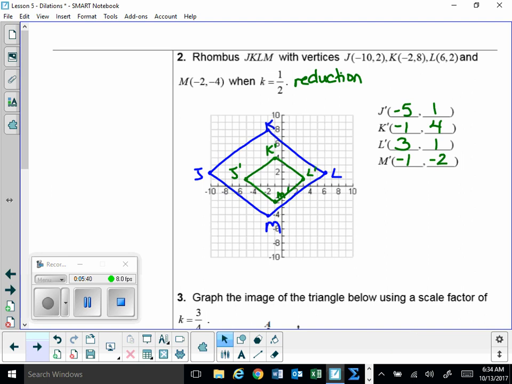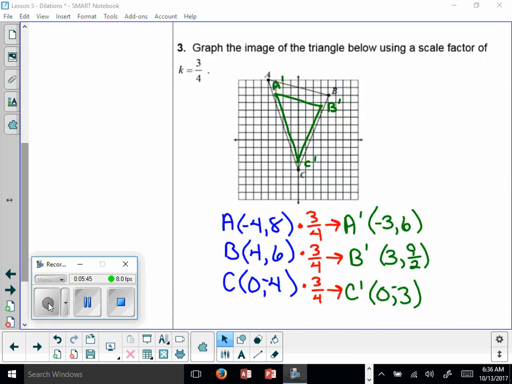All right, I want you to pause your video and try number 3 on your own, then come back to check your work. All right, let's take a look at this. The first thing I did was I wrote down my 3 ordered pairs for A, B, and C. And then I multiplied each value by 3/4. Don't be afraid of your fractions. 9/2 is just 4.5. So when I go to graph that, I went to 4 and then halfway up between 4 and 5, roughly. I plotted my 3 points and connected the dots, labeling the points with A prime, B prime, and C prime.